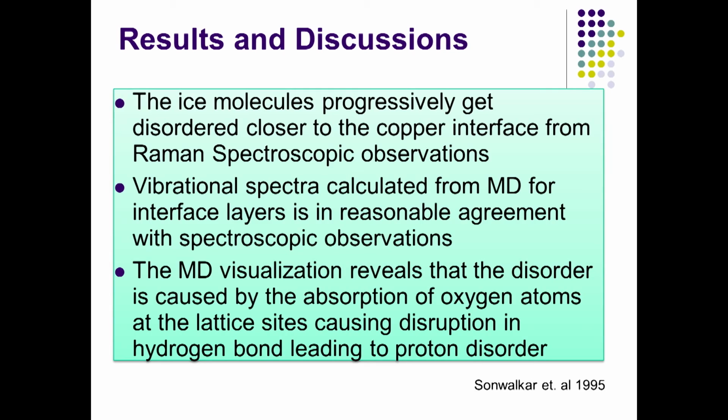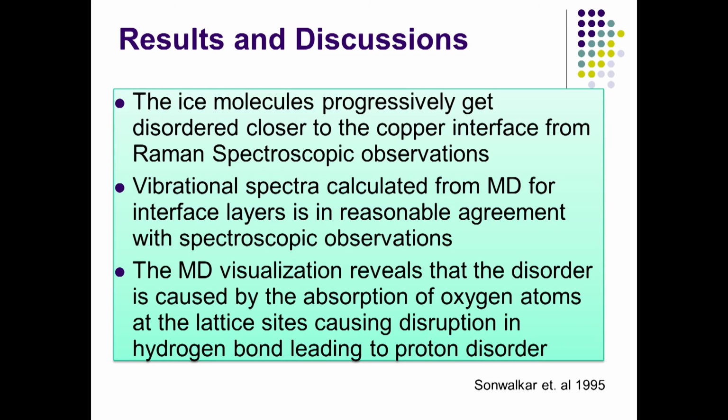They become polycrystalline, but because of the amorphous layer at the bottom, there are more defects and more holes in this polycrystalline ice. That is why the first layer is very tough to chip off from the copper layer: because it is amorphous, it sticks very well. It has formed no slip planes, so it cannot get off, but as you move forward it becomes polycrystalline. So MD visualization reveals that the disorder is caused by absorption of oxygen atoms at the lattice sites, causing disruption in the hydrogen bond, leading to proton disorder.